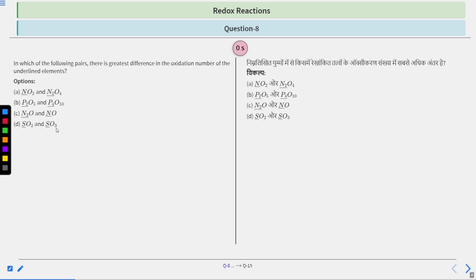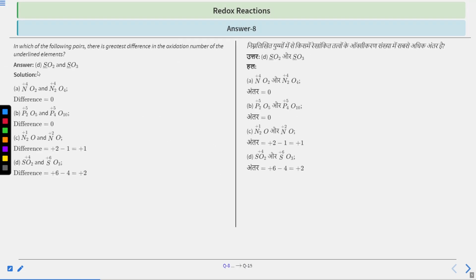Okay, let's see. The correct answer is option D, that is SO2 and SO3. In option A, we have NO2 and N2O4, and the underlined element is nitrogen. In NO2, nitrogen is in the +4 oxidation state, and in N2O4, nitrogen is also in the +4 oxidation state. Therefore, as we have to find the greatest difference in oxidation number, you can clearly see that there is no difference. So the difference is 0.